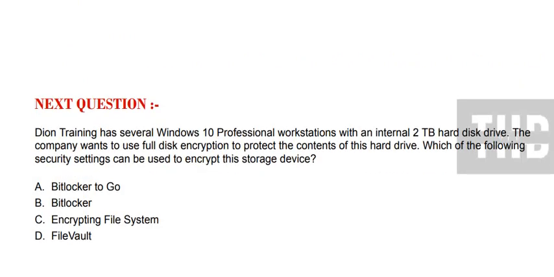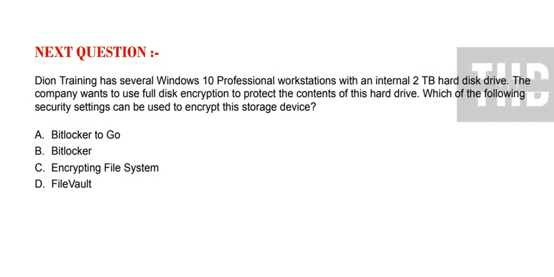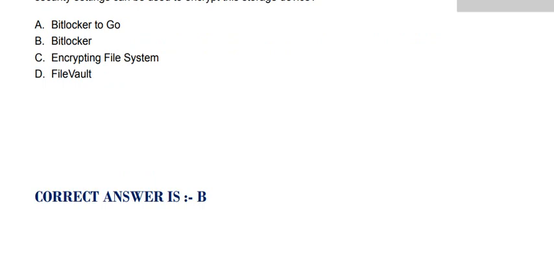Next question is, Dion Training has several Windows 10 Professional workstations with an internal 2 TB hard disk drive. The company wants to use full disk encryption to protect the contents of this hard drive. Which of the following security settings can be used to encrypt this storage device? And the options are option A, BitLocker To Go, option B, BitLocker, option C, Encrypting File System, and option D, FileVault. The correct option is option B.